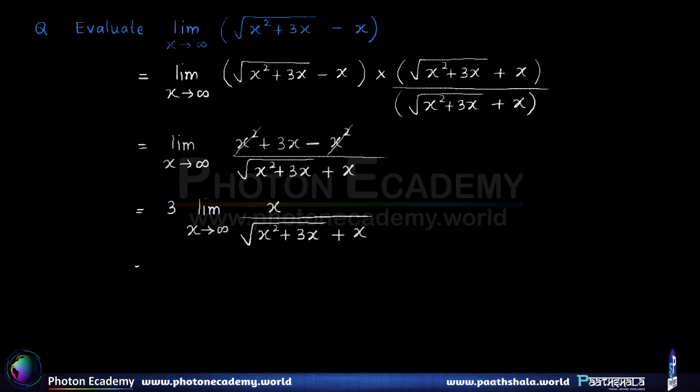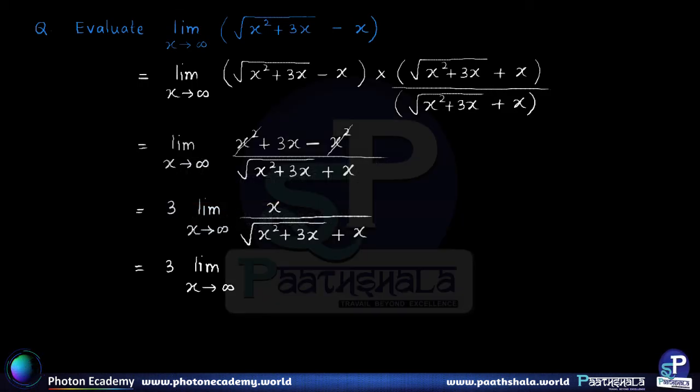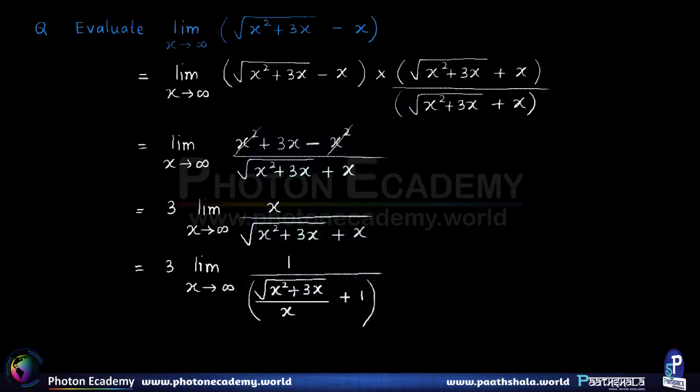Okay. So what we need to adjust now is, let us divide numerator and denominator by x. So the numerator will become 1. Here the first term, which is root of x square plus 3x, will get divided by x, and the second term is already x, so that will become 1. Right?